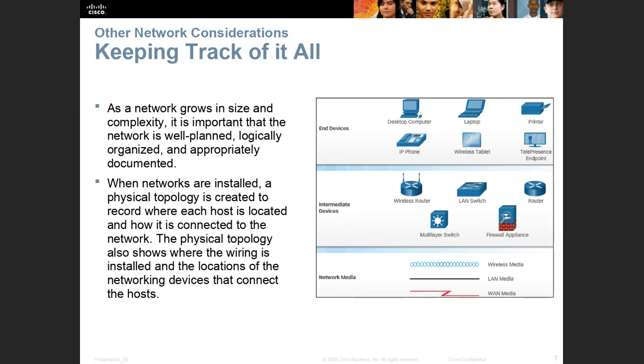So when we install networks, we're going to create a physical topology. Where is each host machine located? What room is it located in on the blueprints? How is it connected to the network? So this shows how the wiring is installed, and the locations of the devices that connect the hosts.